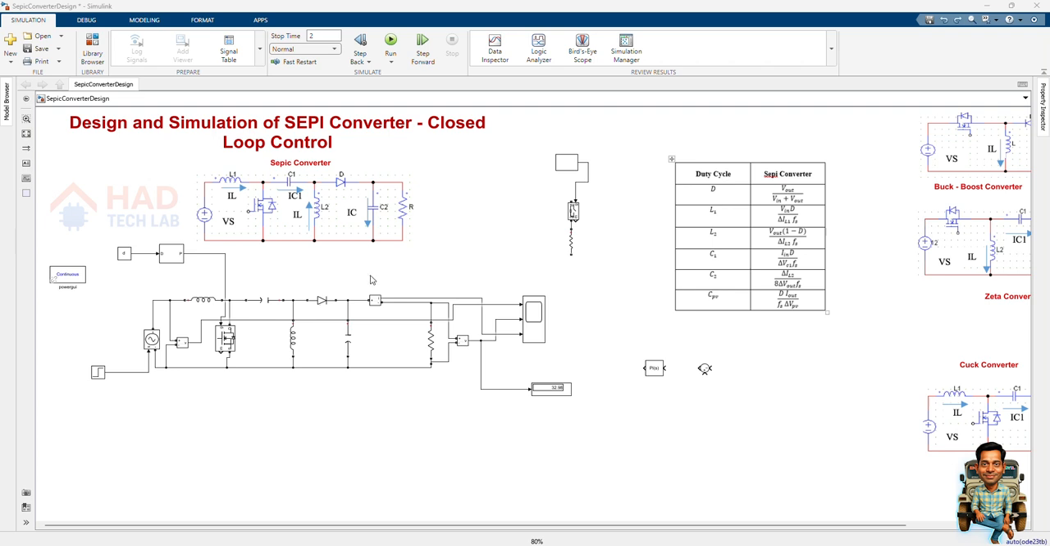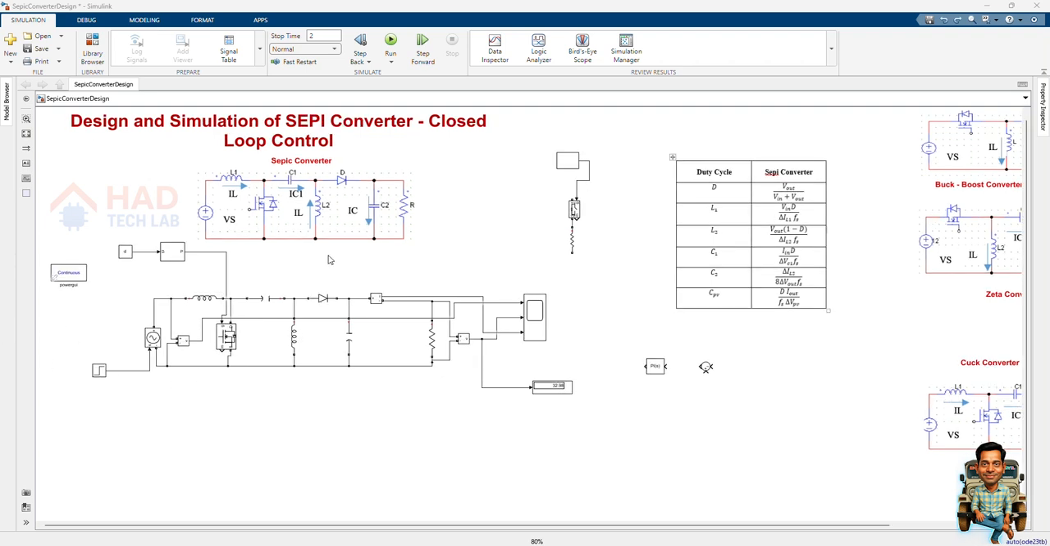Why do we move to closed loop? Because the open loop system cannot maintain a constant output voltage when the input voltage fluctuates, the load resistance varies, and component tolerances change. The closed loop control solves this by continuously comparing the actual output voltage with the reference voltage and adjusting the duty cycle using a PID controller to the PWM generator.